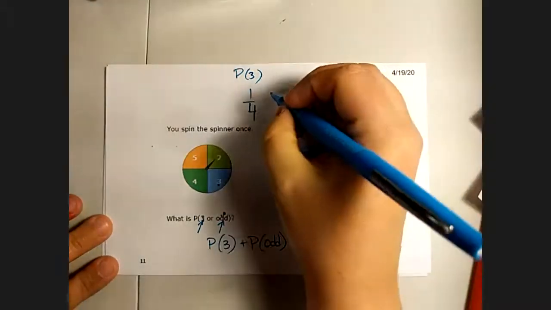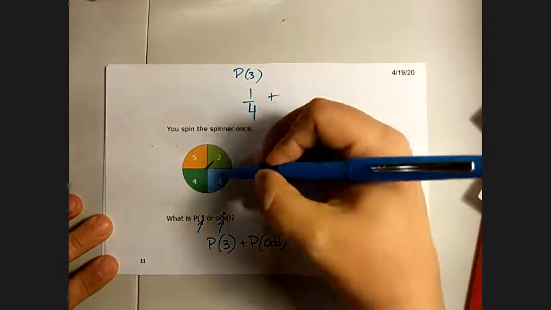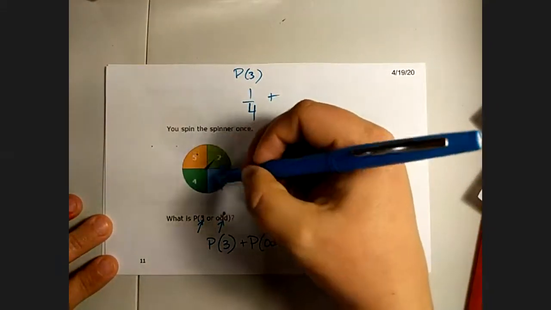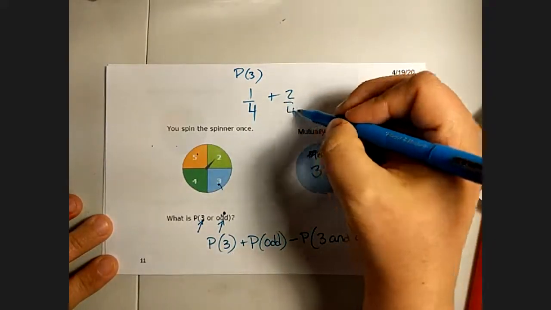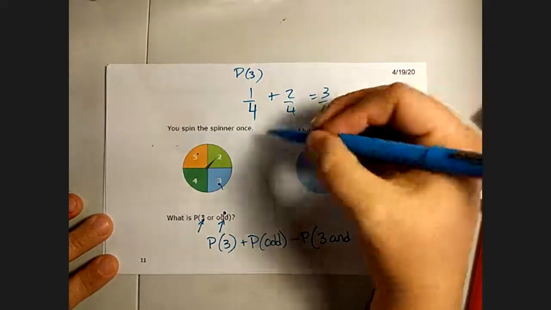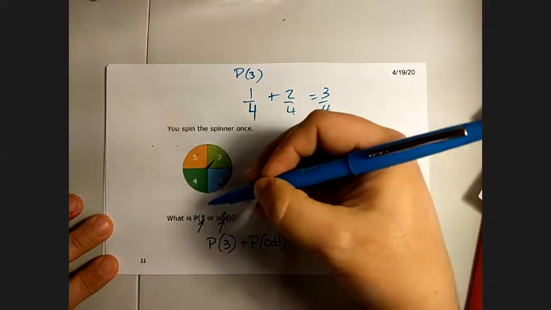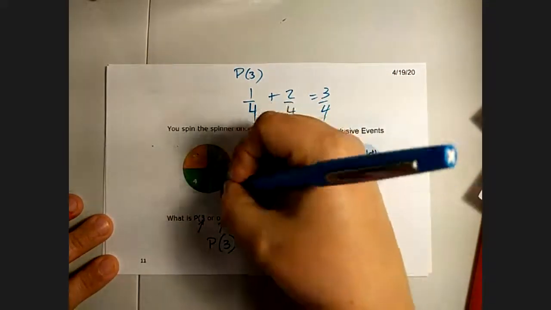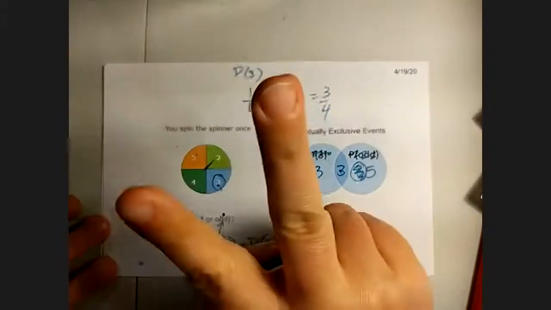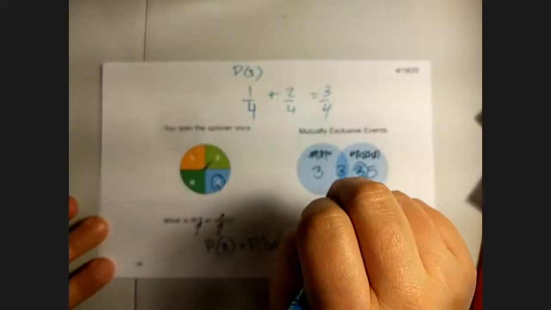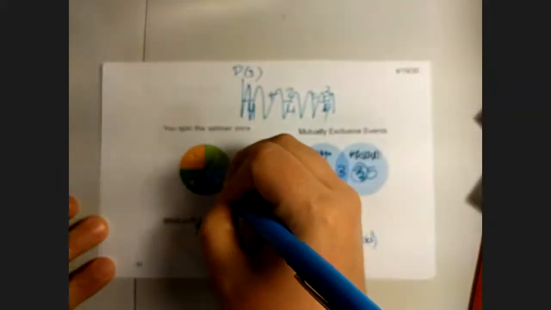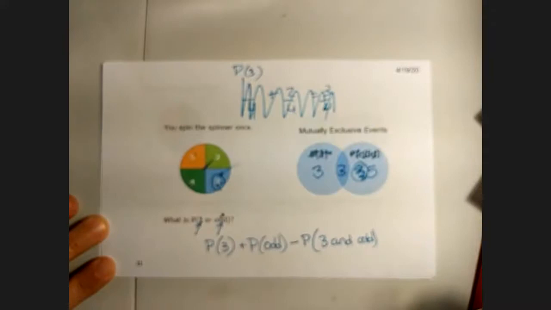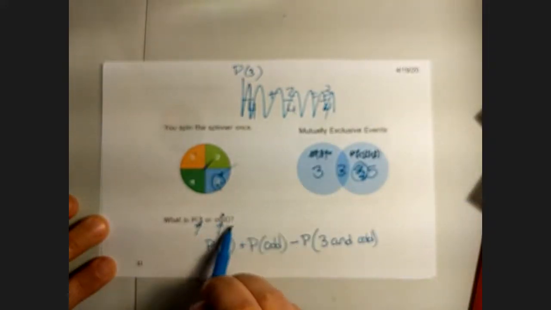And the probability that I get an odd number is 2 out of 4. But if I think about that, if I would add that together here, that would say 3/4 of the time I get a 3 or an odd number. What I've done is I've counted that 3 twice. That's not what you want to do here. You need to say to yourself, I'm going to count that 3. That's one way I can be successful.